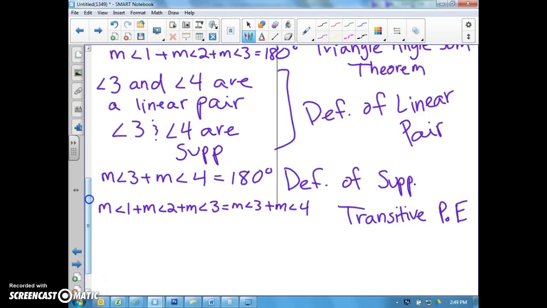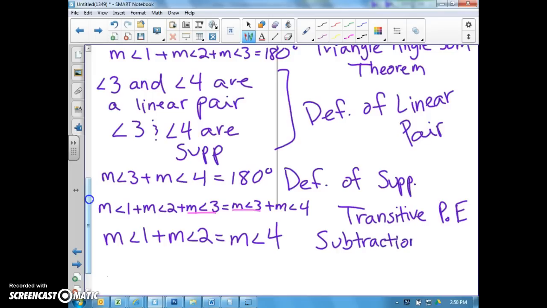Now looking at this, I see measure of angle 3 in both of these. That's really nice because we can subtract them from both sides. So measure of angle 1 plus measure of angle 2 is going to equal the measure of angle 4 by the subtraction property of equality. And that is the exact phrase I wanted to prove, so my proof is done. Yay.